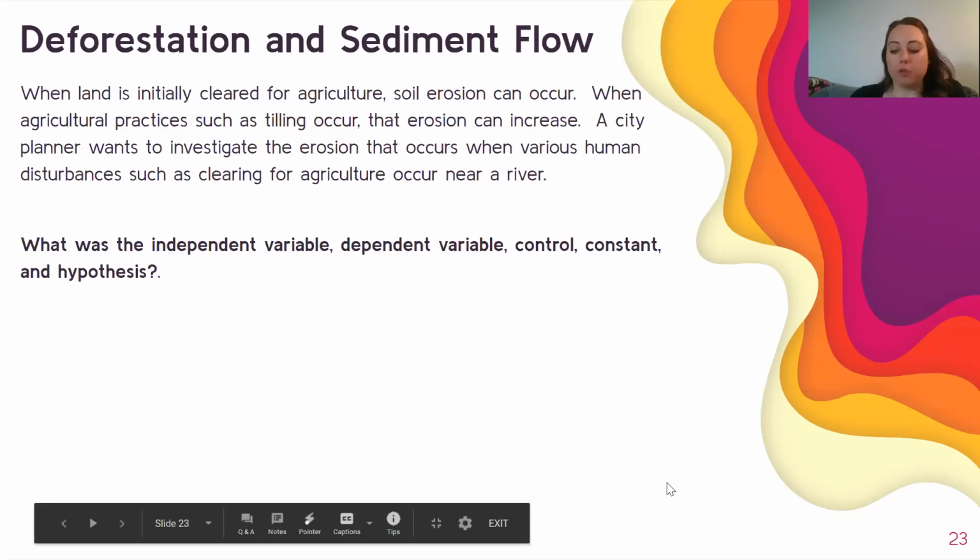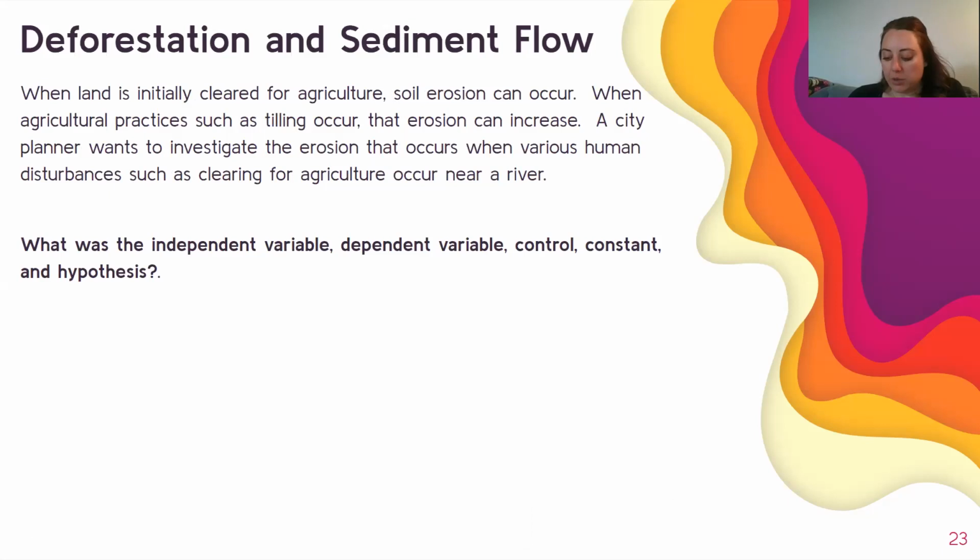Example number 2 is about deforestation and sediment flow. And so again, I've linked that there for you. So this one says, when land is initially cleared for agriculture, soil erosion can occur. So remember that agriculture is the leading cause of deforestation in parts of the Amazon. Usually they're raising crops to give to cattle, or they're raising cattle themselves.